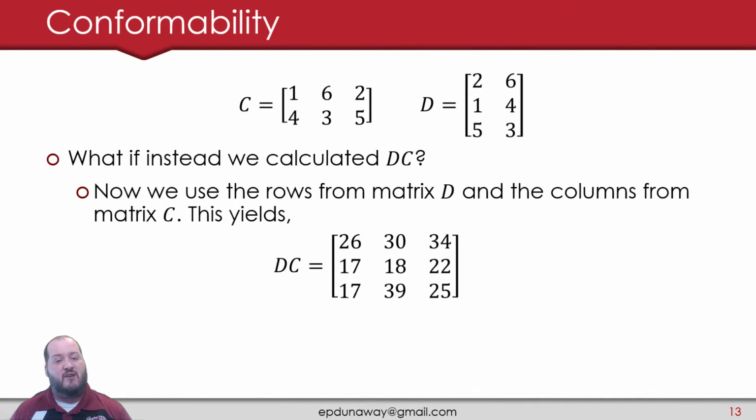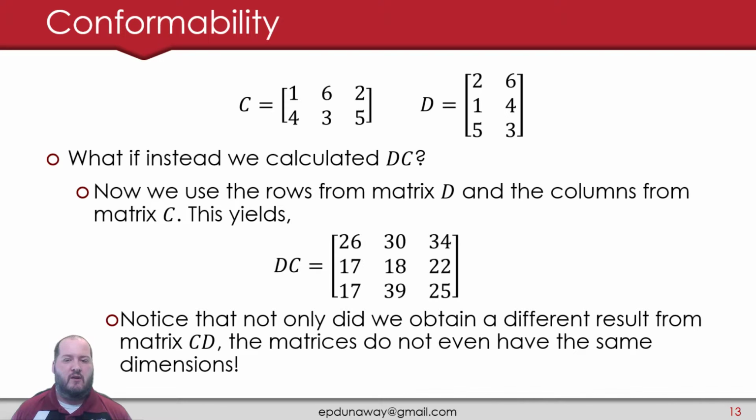But notice that this is a 3 by 3 matrix as opposed to the 2 by 2 matrix we got when we multiplied C by D before. So that's fascinating because not only do we have a different result from matrix CD, like I said, the order matters in this, but we get a completely different structure of a matrix depending on the order of our operations. So remember that when we multiply matrices together, the order matters.